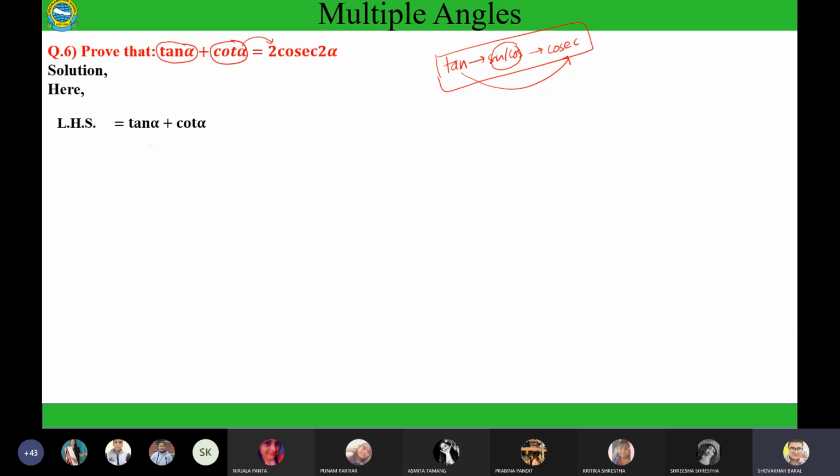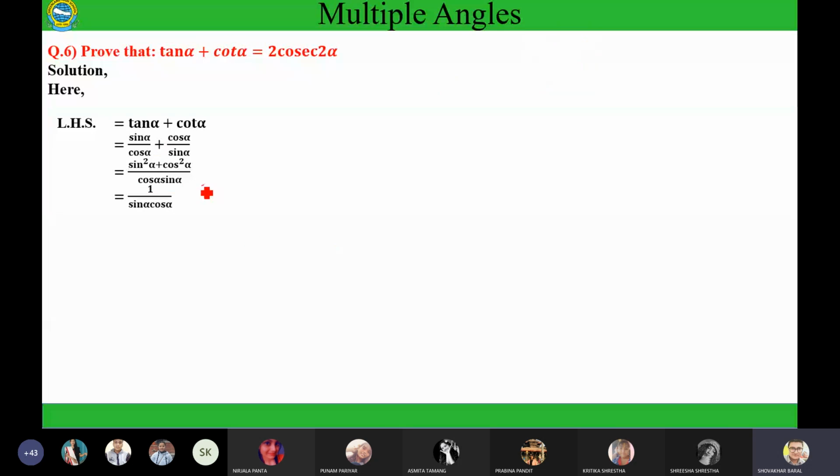It's not that difficult. Let's convert tan alpha. This will be sin alpha upon cos alpha plus cos alpha upon sin alpha. If you take the LCM, it will be cos alpha sin alpha. If you multiply it, it will be sin alpha times sin alpha, which is sin square alpha, plus cos alpha times cos alpha, which is cos square alpha. Since sin square alpha plus cos square alpha is equals to 1, it will be 1 upon sin alpha cos alpha.